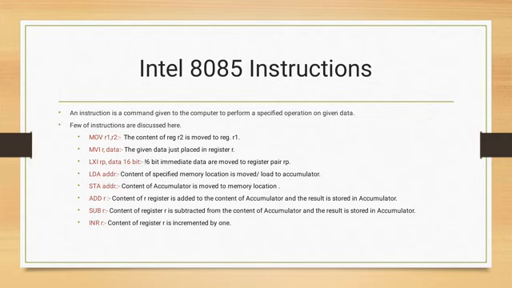The next one is STA address. This is the reverse of LDA address, that means the content of the accumulator is transferred to any arbitrary memory location. The next ones are ADD R and SUB R. These are categorized under arithmetic operations. If we take ADD B, the content of register B will be added with the content of register A, the accumulator, and by default the result will be stored in the accumulator. The same thing happens for SUB R.